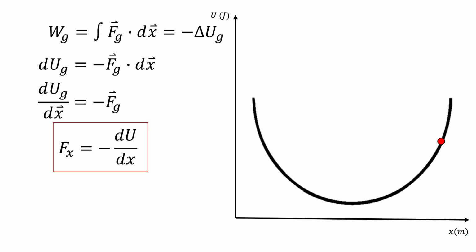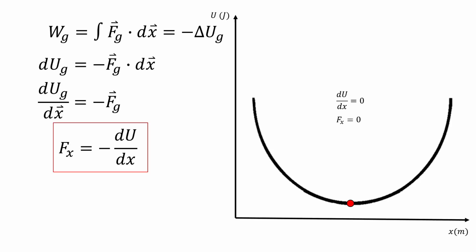When the marble is on the right side of the bowl, potential energy increases toward positive x. Therefore, the force on the ball will tend to push it in the direction of negative x. When the marble is on the left side of the bowl, potential energy increases toward negative x. So the force of gravity will tend to move the marble toward positive x. If the marble is placed at the bottom of the bowl, there is no instantaneous change of potential energy. The slope of the line is zero. Therefore, the force acting on the marble in the x direction is also zero.